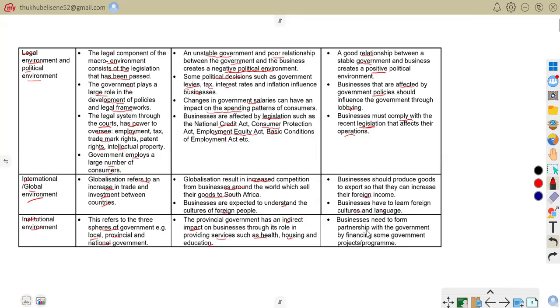Now we come to strategies. Business needs to form partnerships with government by financing some of government's projects and programs. Meaning business should partner with government. This will help with development projects, like sponsoring school programs. So let us move on.